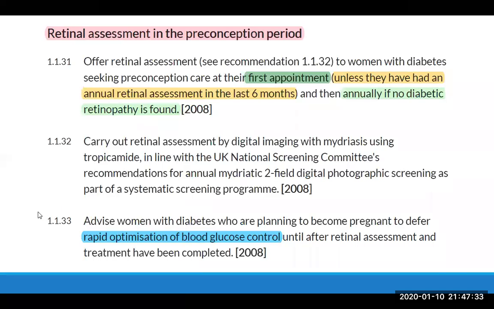And of course, rapid optimization of blood glucose control is not advised because it may deteriorate retinopathy. Here, advise a woman with diabetes who is planning to become pregnant to defer rapid optimization of blood glucose until after retinal assessment and treatment have been completed, because it will deteriorate retinopathy. But actually, during pregnancy, if the patient presents with retinopathy and the blood glucose is elevated and she is pregnant, we must rapidly control the blood sugar.